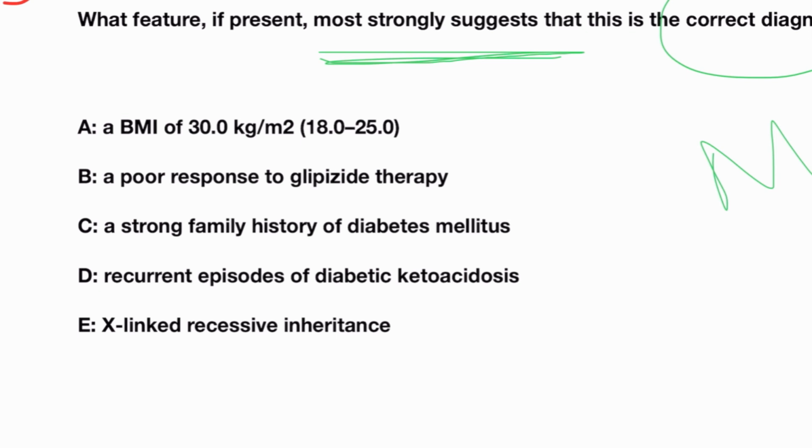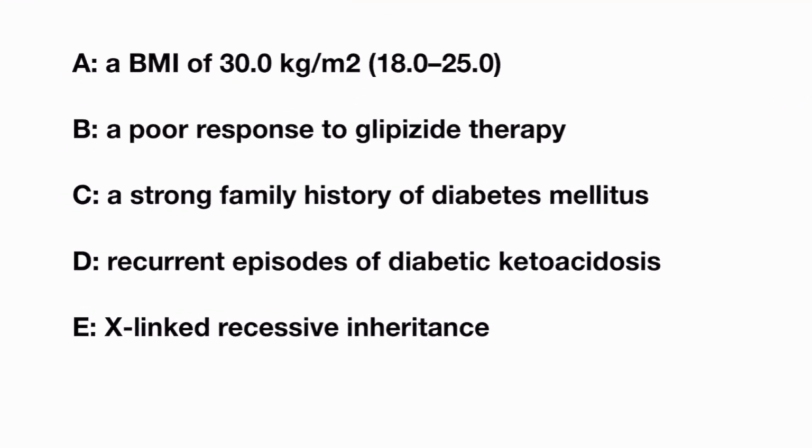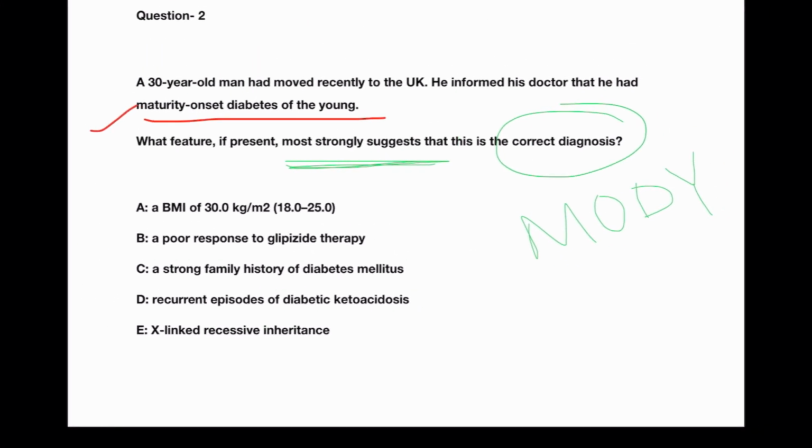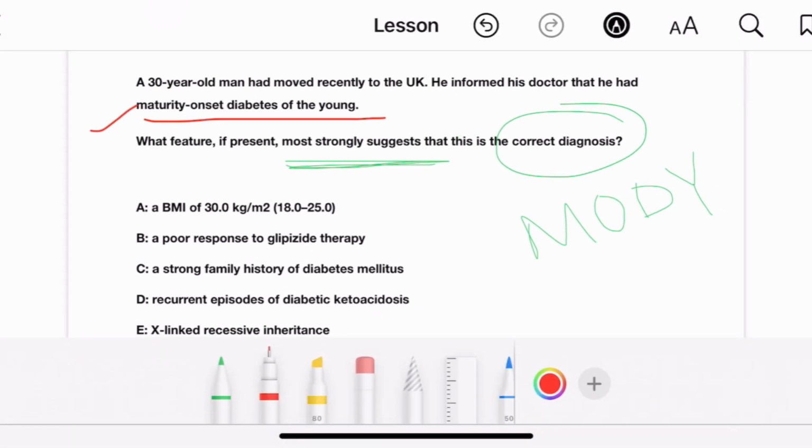So the options are a BMI of 30, a poor response to glipizide, a strong family history of diabetes mellitus, and recurrent episodes of diabetic ketoacidosis. Option E is X-linked recessive inheritance. So the answer, the factor that suggests MODY, is option C, a strong family history of diabetes mellitus.